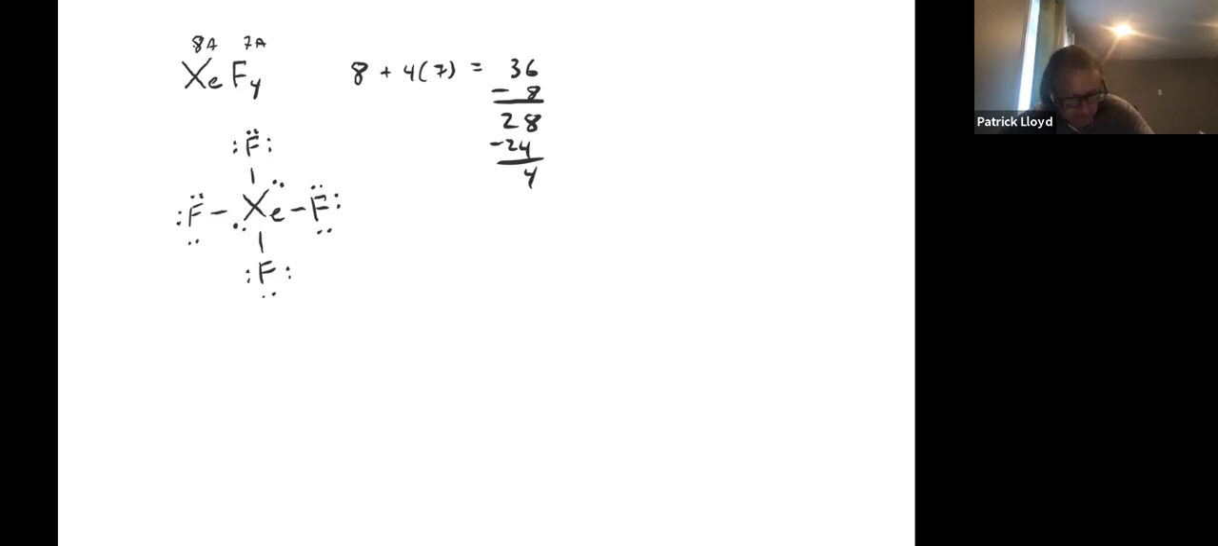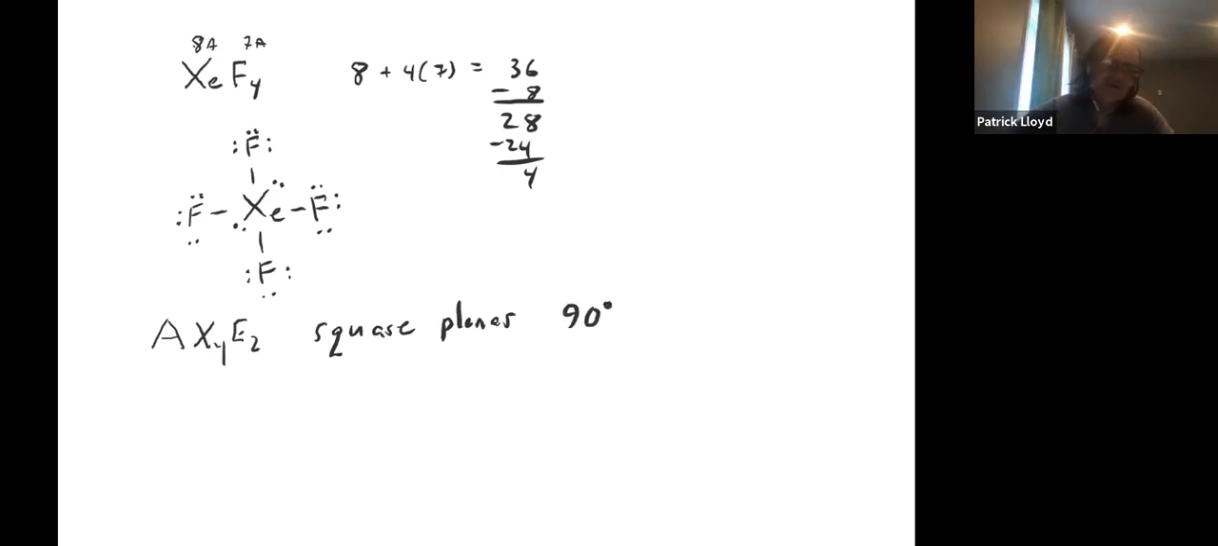Okay, so this is the one that we talked about earlier. It's AX4E2, and that one was called square planar. They call it by a two-word name, square planar. That's two words. And then what's the angle? 90 degrees. So that one's kind of a cool one. The angle is 90 degrees. That's your square planar.